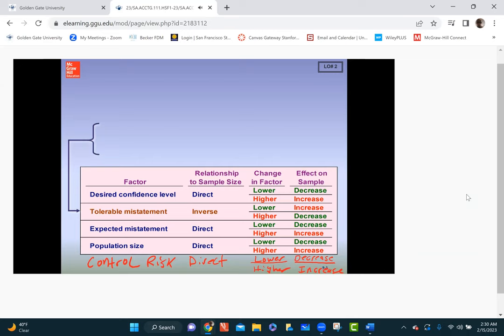Expected misstatement has a direct effect. If I have a client that makes a lot of errors, makes mistakes all the time, what's going to happen? I've dealt with this client for say 2 or 3 years. I know that they have a lot of errors, a lot of problems. What am I going to do? Pull a large sample size because I've got to clean that up. I've got to find all those mistakes and have them make the appropriate adjustment.